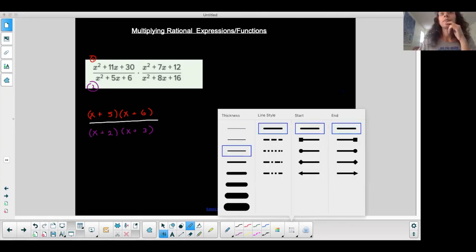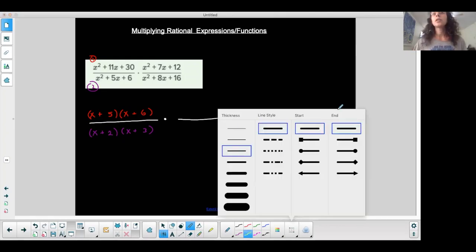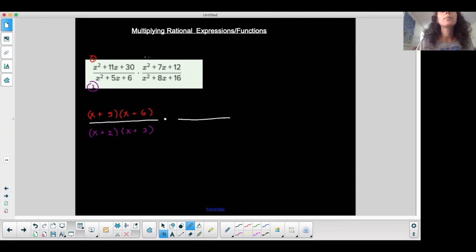Times, right? Multiplication. Bring that down. Times this rational expression represented in factored form. So let's do polynomial 3, which is this one factored. So I get an x and an x. These are nice, easy factoring cases. Numbers that multiply to give me 12 and add to give me 7: a 4 and a 3, a plus and a plus.